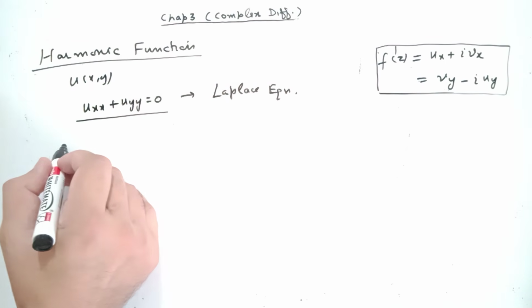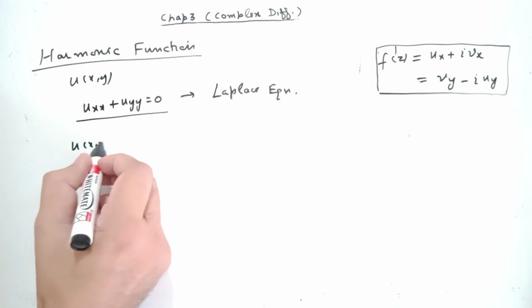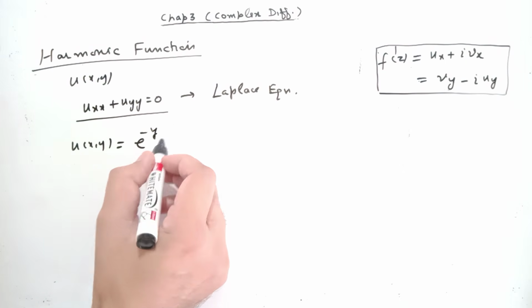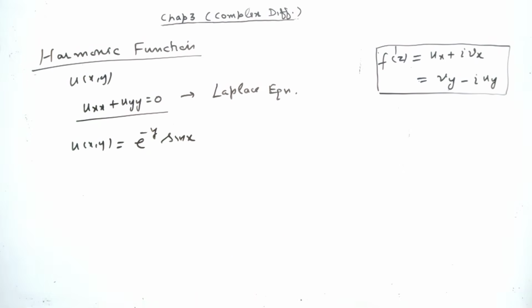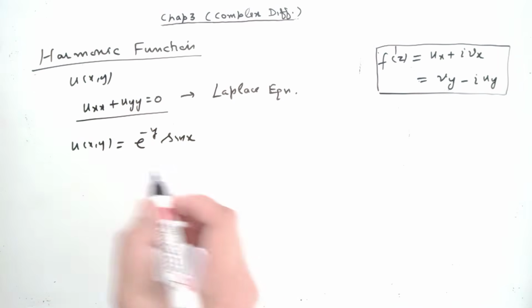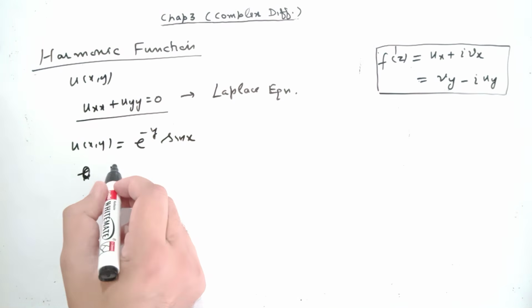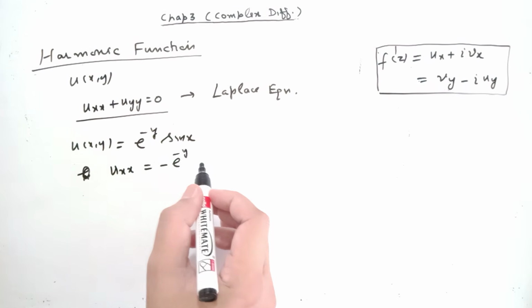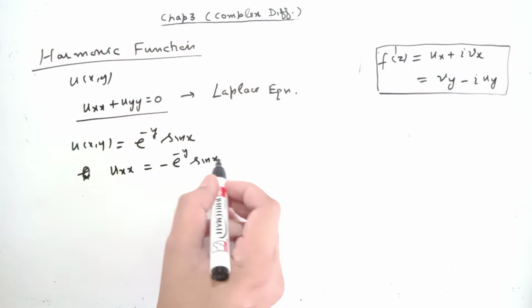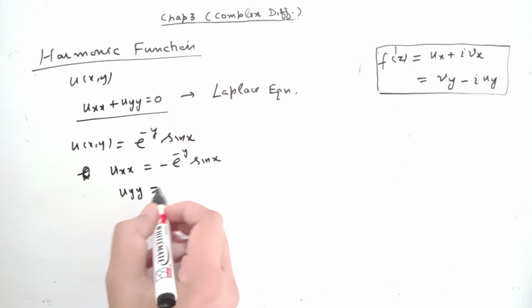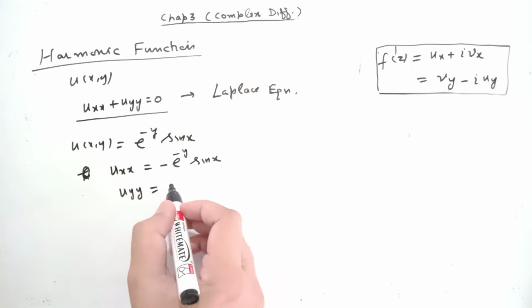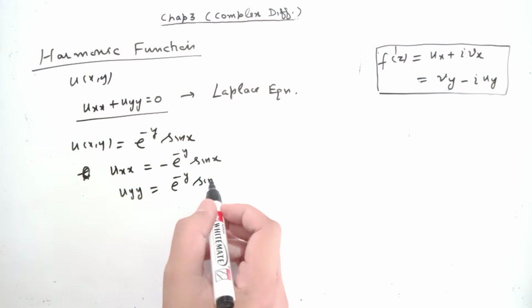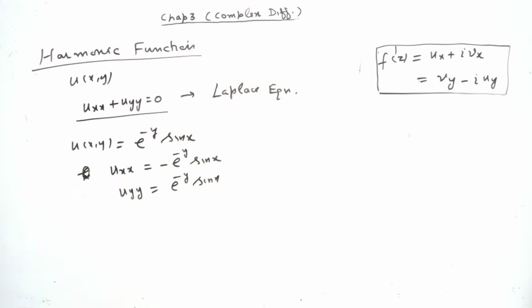See this example. If I take u(x,y) equal to e power minus y sin x, then it is harmonic everywhere in the xy plane. Why? Because if you find the second derivative u double x of this, you get minus e power minus y sin x, and u double y, if you differentiate 2 times with respect to y, you get e power minus y sin x. So if I add these two, I get 0. So that's why it is harmonic everywhere in the xy plane.